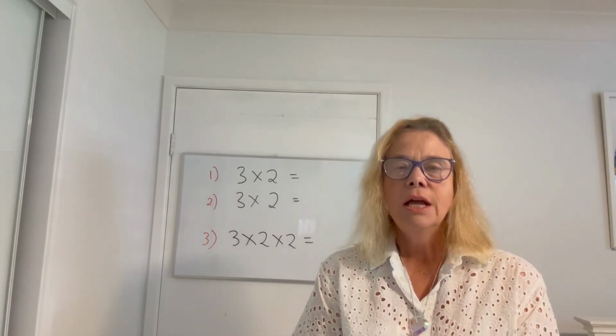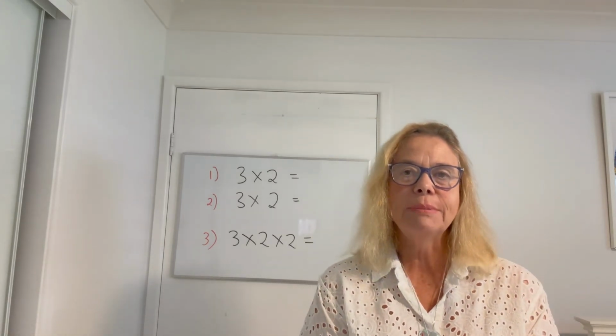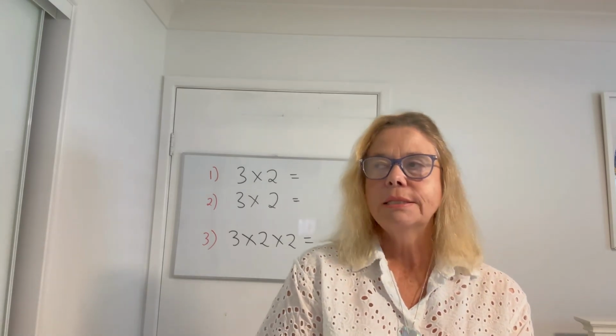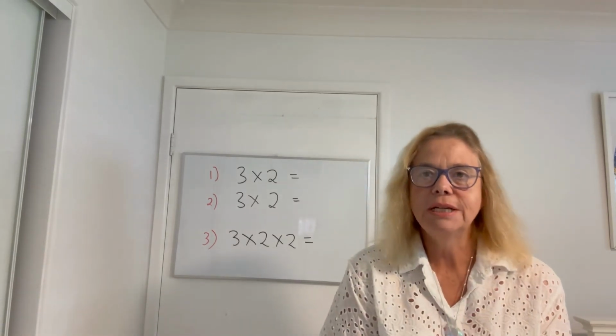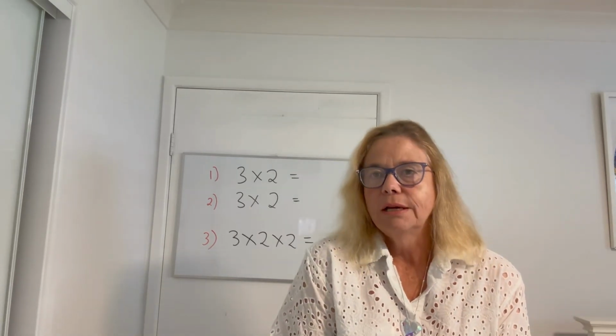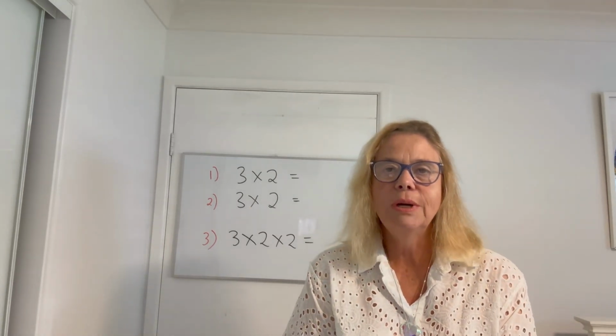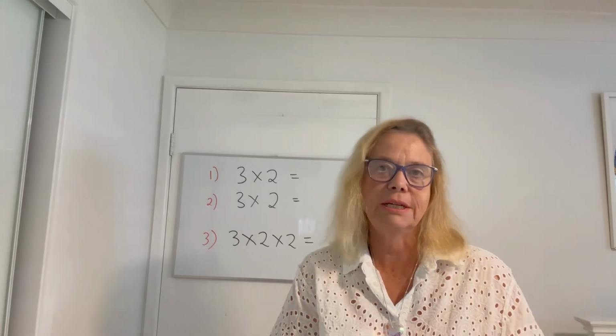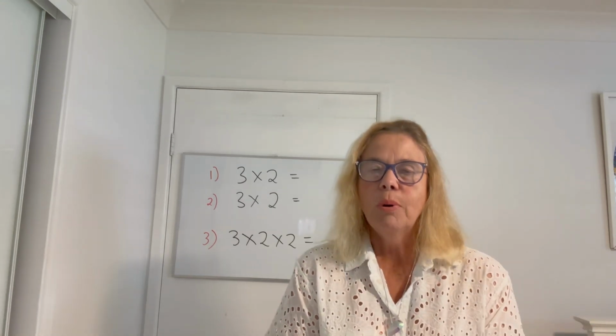Today we're looking at multiplying negative numbers and a little bit of indices with negative numbers. So let's have a look. The first one, 3 times 2. We don't write the sign positive. 3 times 2 is automatically a positive 3 and a positive 2, and the answer is automatically positive 6, even though we don't say positive 6.